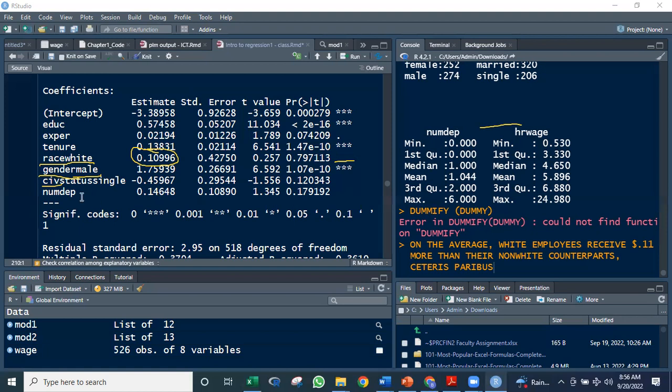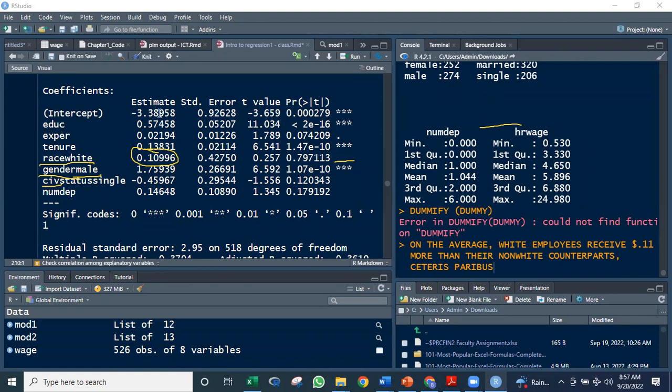Okay? On the average, one number of dependent, ano ito, tao, di ba? One person increase in the number of dependents will result to a $0.15 increase in hourly wage, ceteris paribus. Okay? All right. So lastly, ano yung intercept? How do we interpret this? How do you interpret this negative $3.39?